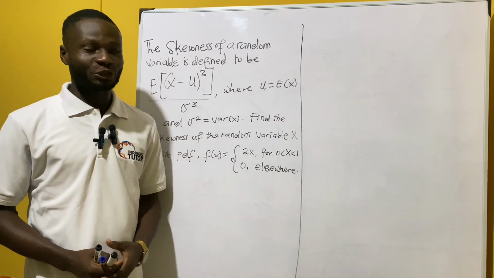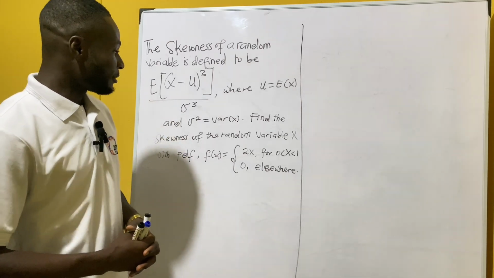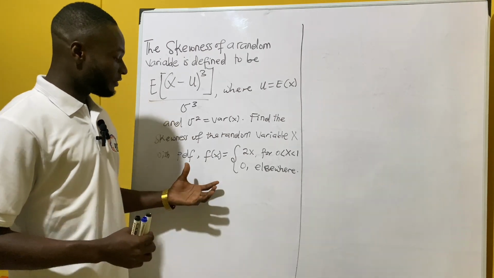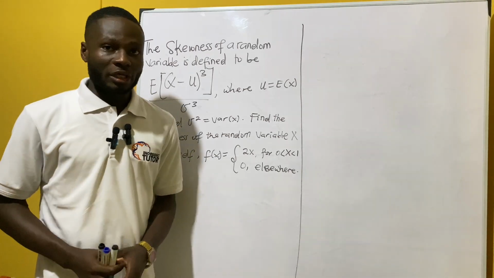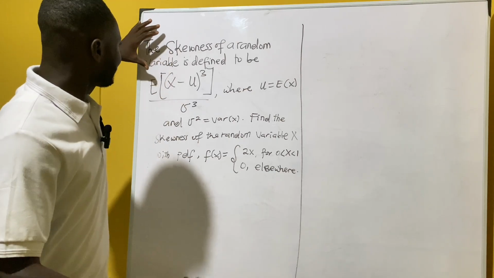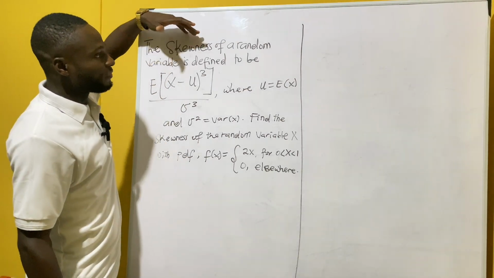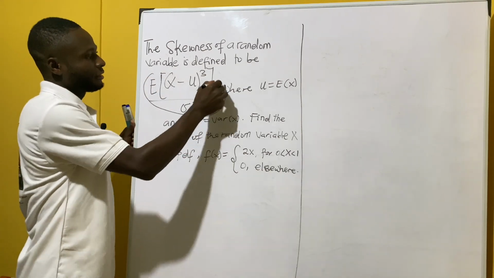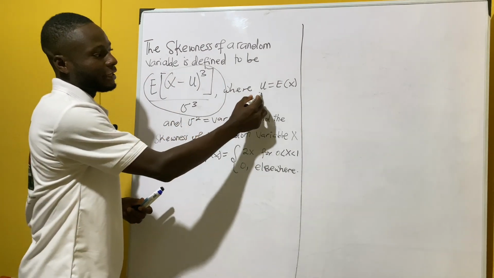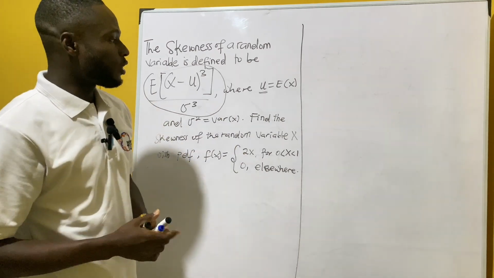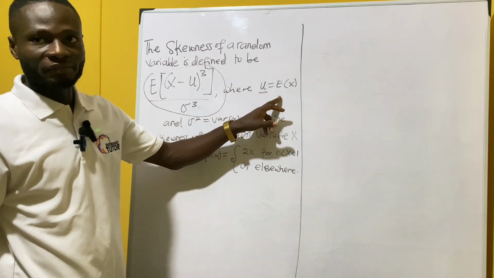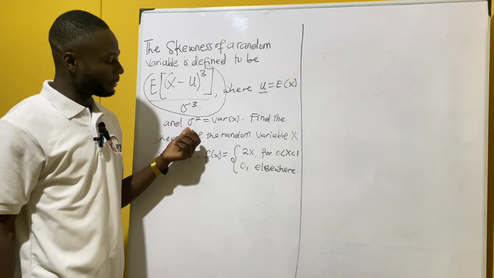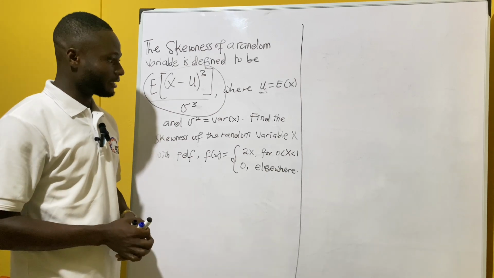This is another episode. We want to look at how we can find the skewness of a certain random variable, which is x, given the PDF. Alright, so now this is the question. The skewness of a random variable is defined to be this, right? Where the mean, or the mu, is equal to the expectation of x, and then the variance, which is given the parameter, is equal to the variance of x, right?